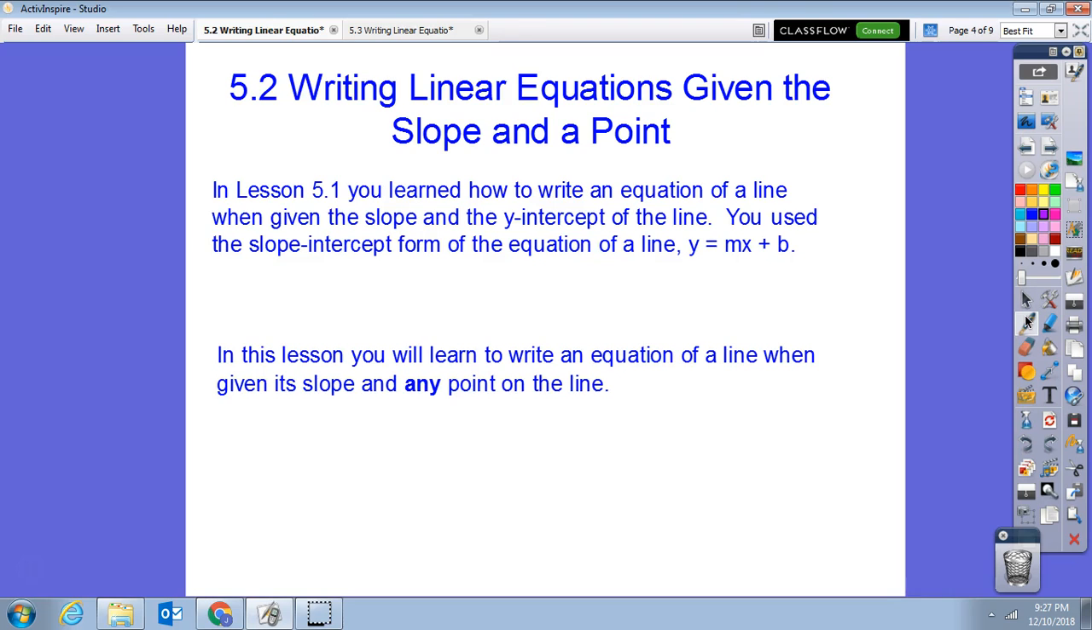So today we're going to be taking a look at different amounts of information given to you in the problem. In the first lesson, we learned how to write an equation of a line if we were given the slope and given the y-intercept of the line. You just use slope-intercept form, plugged it in for m, and plugged it in for b, your slope and your y-intercept. In this lesson, you're going to learn to write an equation of a line when you are given its slope and any other point on the line, not the y-intercept. Although you could use this if you had the y-intercept, that's not needed if you are given the y-intercept. So this is when you have a slope and a point somewhere on the line.